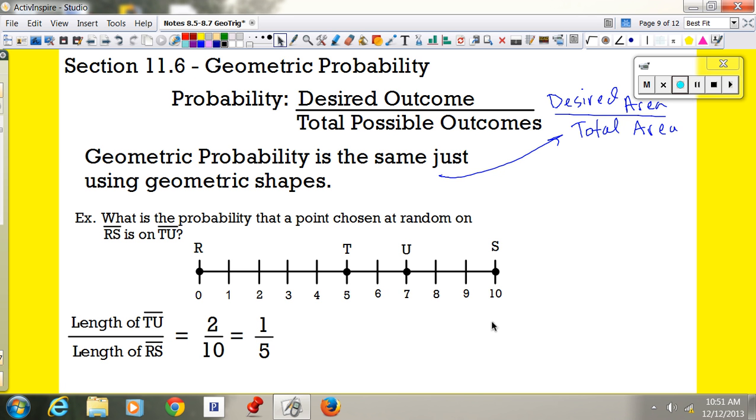So your probability would be a 2 out of 10 chance, or when we reduce it, a 1 out of 5 chance. And you could also change that to a percent. It would be a 20% chance that a point would land between T and U on that line if you just threw a point at it, or a random number generator randomly picked a point. Could be like a 5.3 or a 5.8 or 6.2. Any of those points would be in between T and U. That's how long T to U is. So it'd be a 20% chance. It's the desired length over the total length. The desired length is in between those two units, and the whole total length is 10 units.